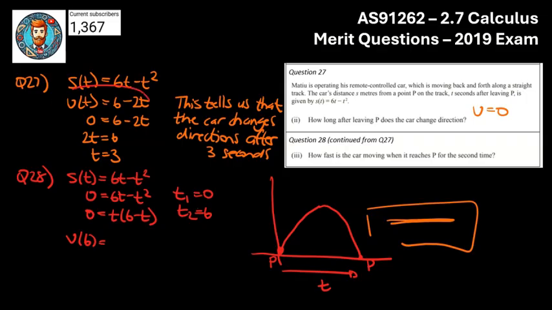So remember velocity from our previous differentiation is going to be 6 minus 2t. We've already figured out t, so it's going to be 6 minus 2 times 6. So that's going to be negative 6. So negative 6 meters per second. And that wraps up all of the merit questions for this 2019 exam.